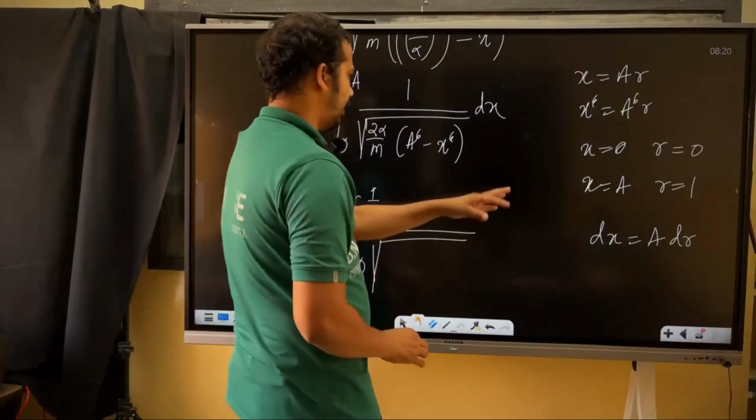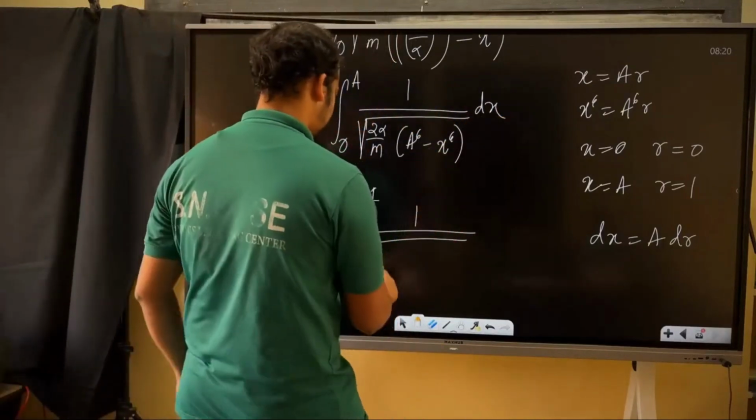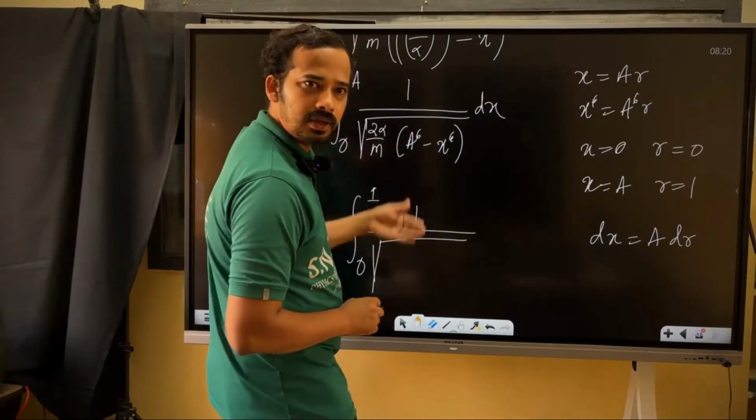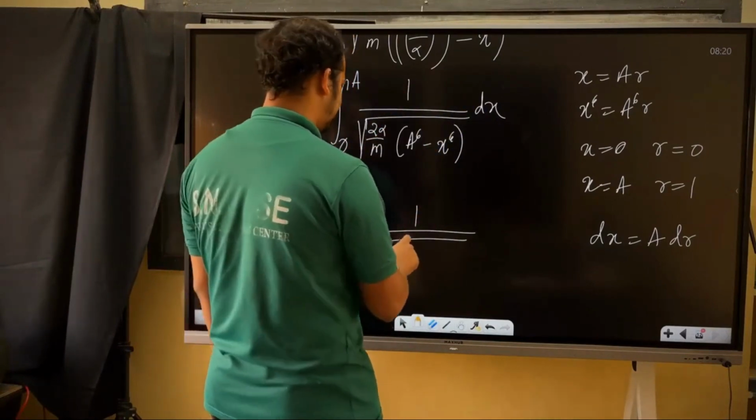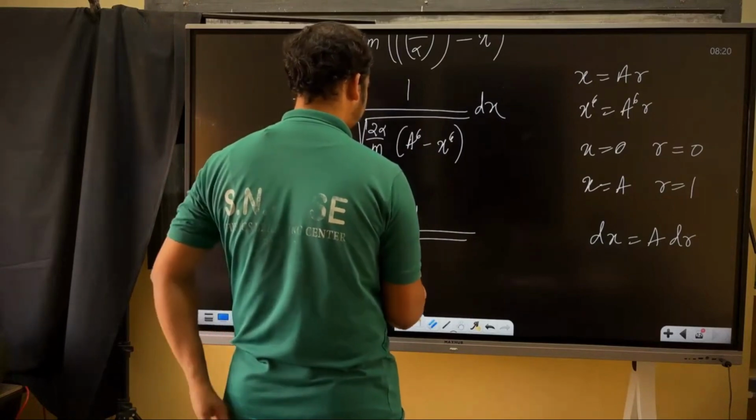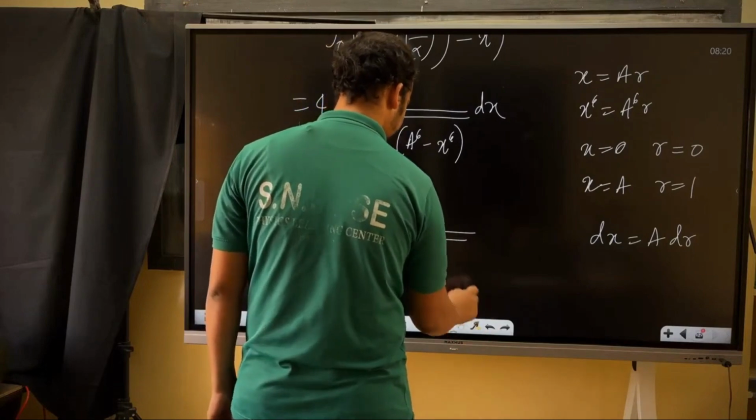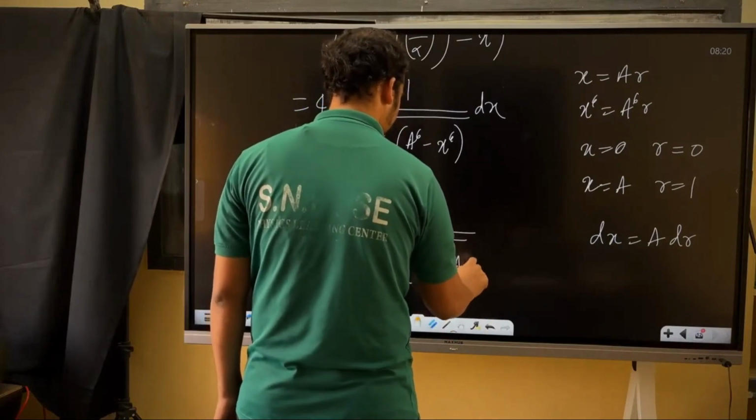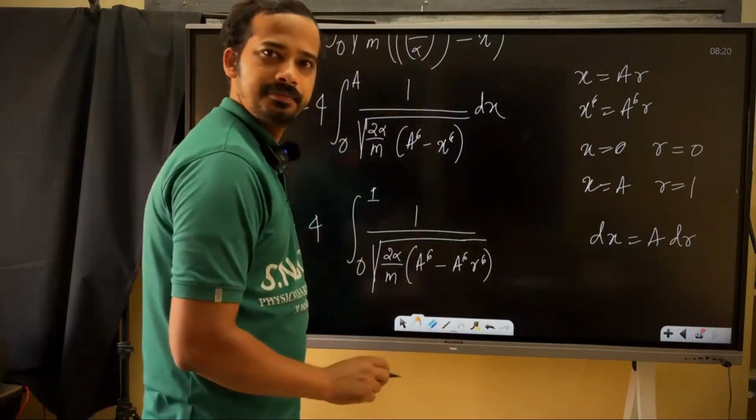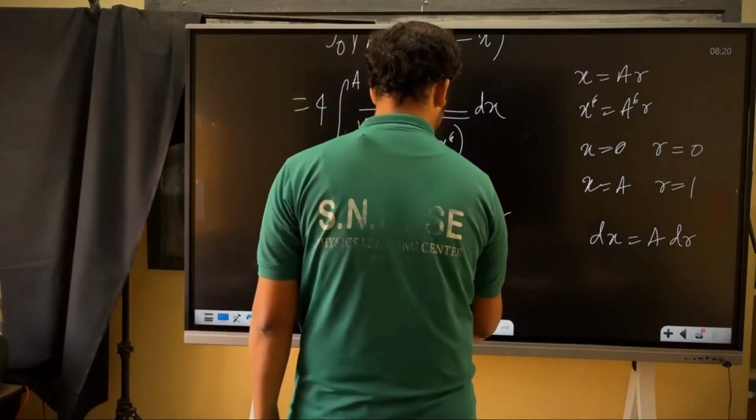If you have a outside, a depends on energy. What is the relation between a and energy? You can take care of that. This is the simplest expression; from this one, you can start. What is this one? Root of 2 alpha by m, a raised to 6 minus a raised to 6 into r raised to 6, into a into dr. Check this out.